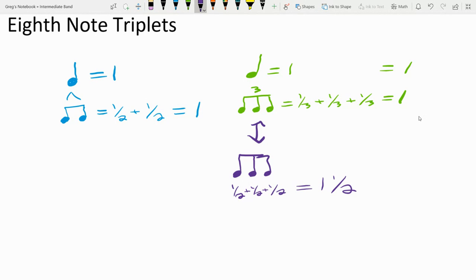So to turn this into a triplet, we need to make sure that we have that 3. Now it turns into 1/3 plus 1/3 plus another 1/3. So this would equal one beat. Most of the time what you'll see is you'll see them beamed this way to make it simpler as well. So if you have a triplet that's all beamed together, then that's going to equal one beat.